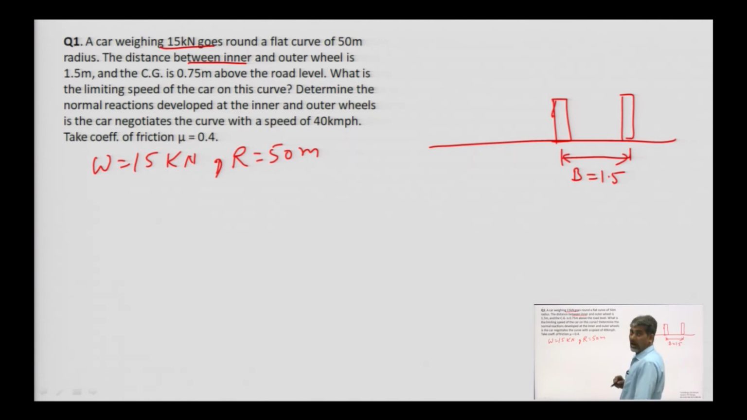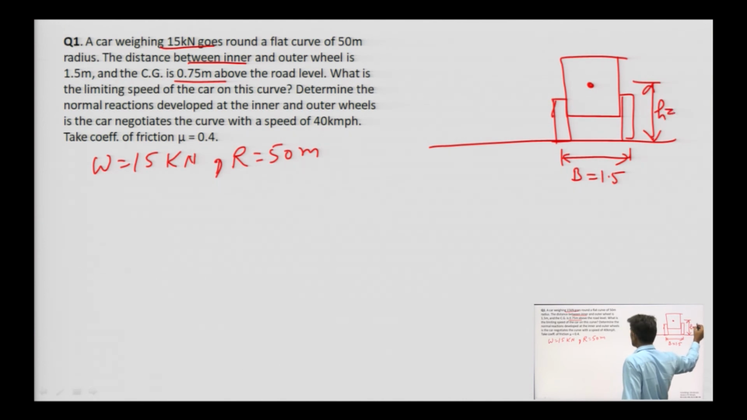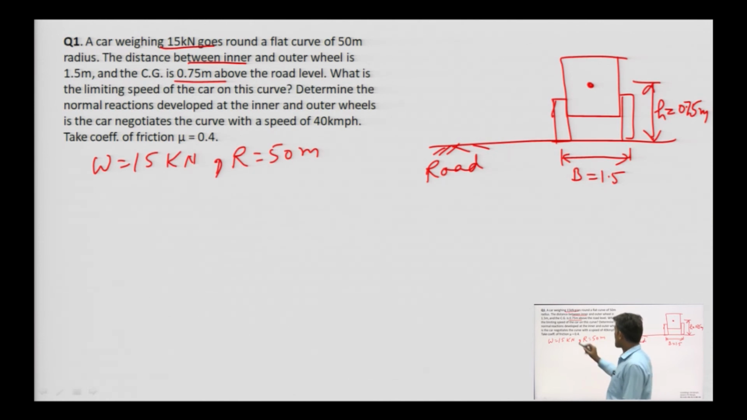And the CG is 0.75 meter above the road level. Let us make this the CG, and H here is 0.75 meter above the road level. This is the road level. What is the limiting speed of the car on this curve?